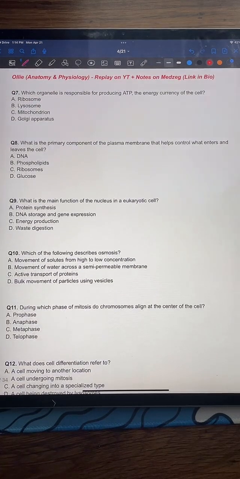Alrighty, moving on to number 7. Question number 7 asks, which organelle is responsible for producing ATP, the energy currency of the cell?